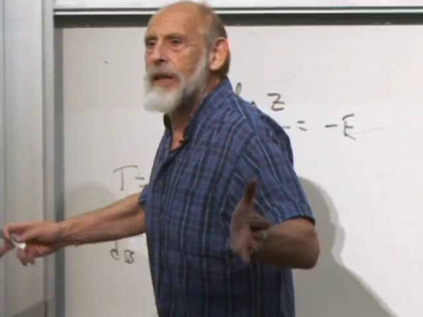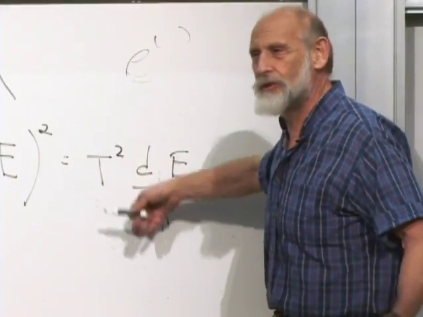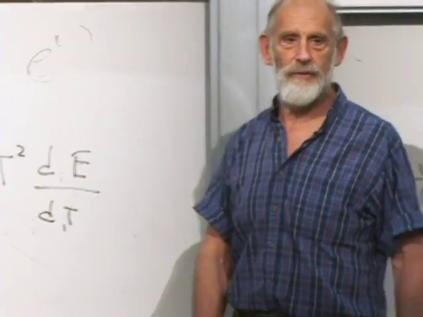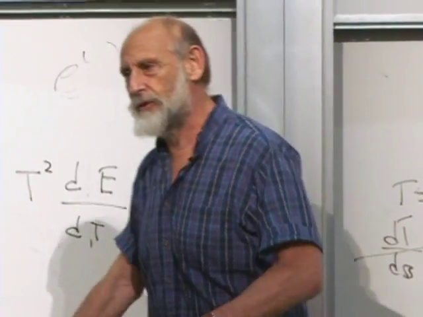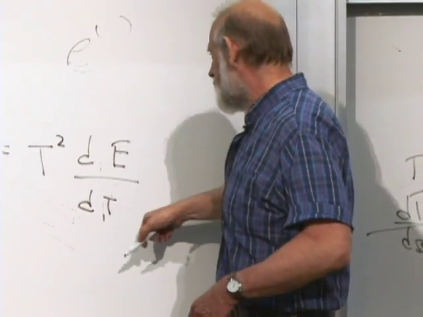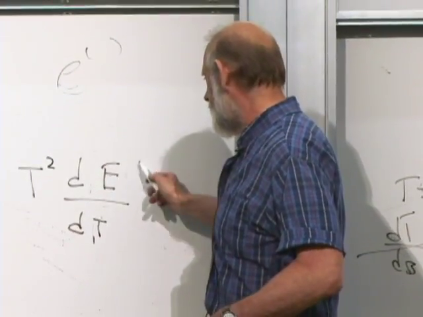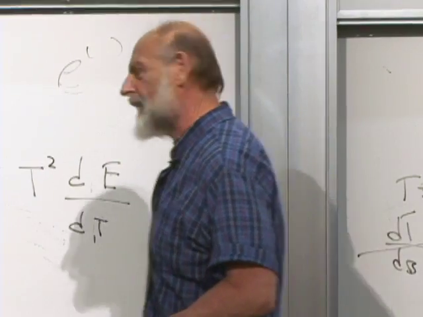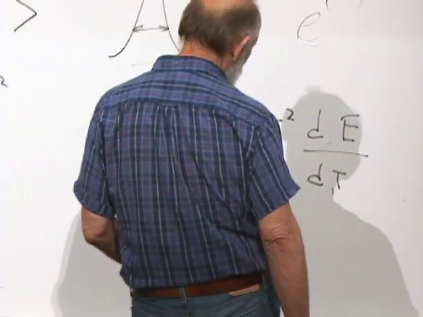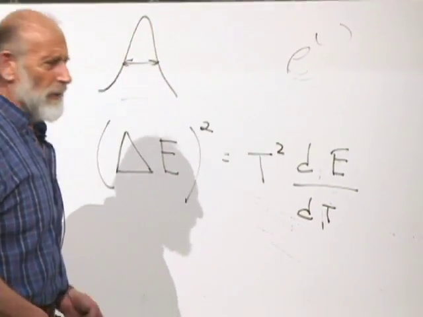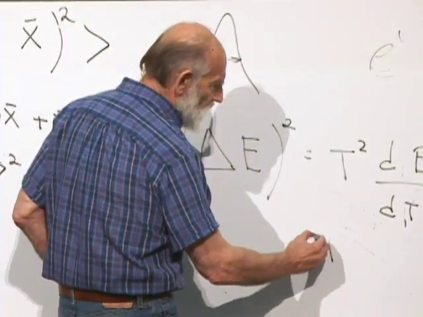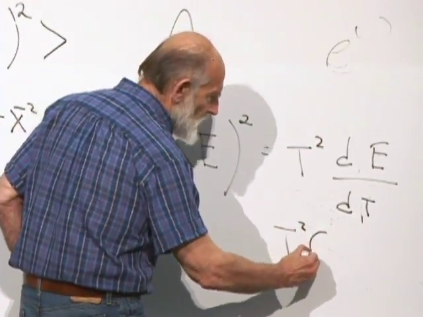If I decide I would like to use temperature instead, just for familiarity's sake, if I like temperature better than beta, which I do, I substitute dE/dβ, and it gives me T squared times the specific heat, not the specific heat. I always say specific heat when I mean capacity. Heat capacity, T squared times the heat capacity.